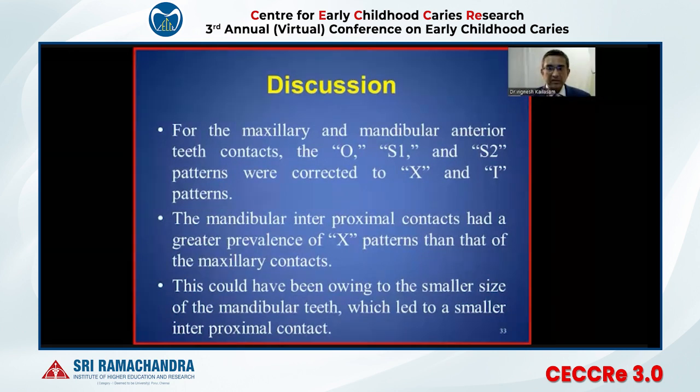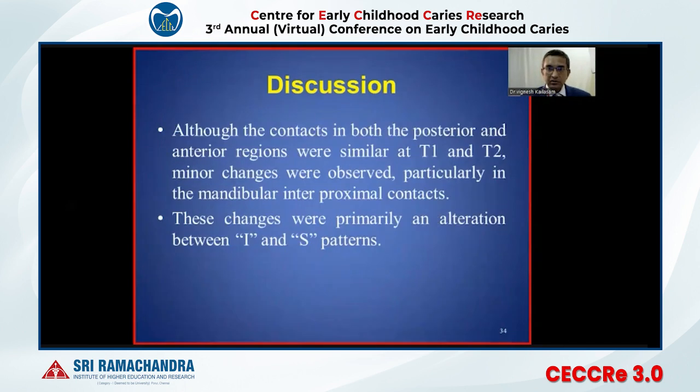The mandibular interproximal contacts had a greater prevalence of X patterns than that of the maxillary contacts, and this we felt could be due to the smaller size of the mandibular teeth, which led to a smaller interproximal contact. Although the contacts in both the posterior and anterior regions were similar at T1 and T2, that is at the end of orthodontic treatment and 1 year following treatment, minor changes were observed. These changes were greater in the mandibular arch than in the maxillary arch.